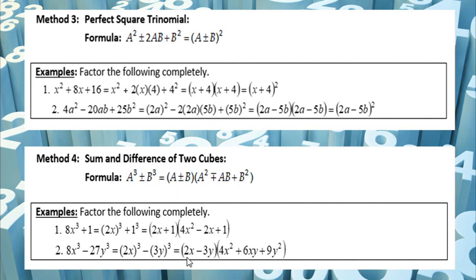2x minus 3y times square ani, mao ni 4x squared, plus, kay basta minus, plus man diha gyapon. So plus 2x times 3y, that is 6xy. Then, ang atong square sa ato ang term y, 3y cubed, that is 9y squared. So, hanaon pag factor.